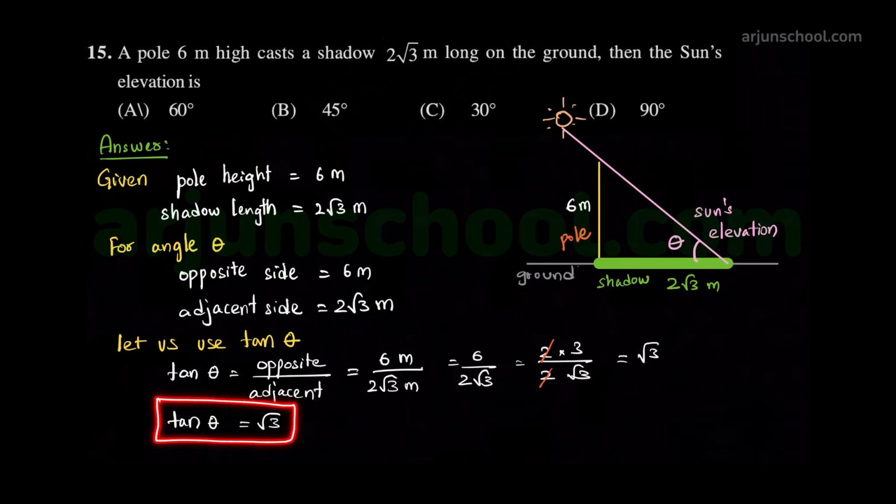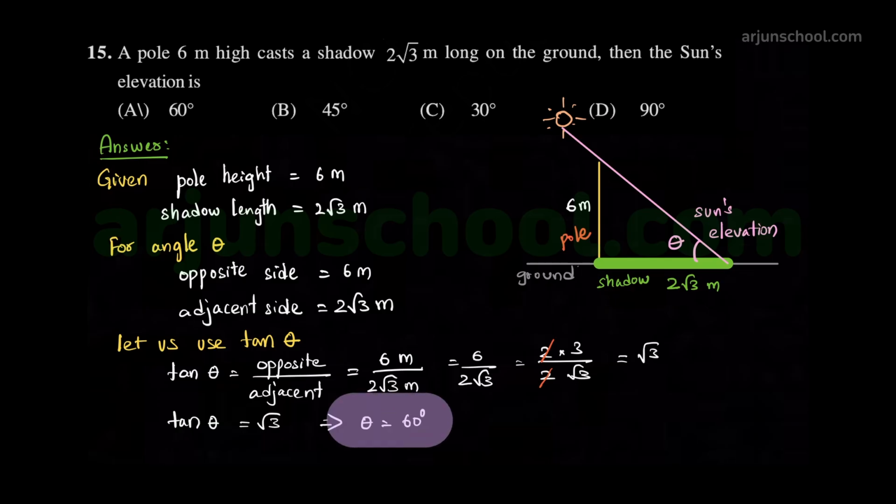From the standard trigonometric values, we can write theta as 60 degrees. Therefore, from the given options, option A 60 degrees is the right answer. Therefore, a pole 6 meters high casts a shadow 2 times root 3 meters long on the ground. Then the sun's elevation is option A 60 degrees.